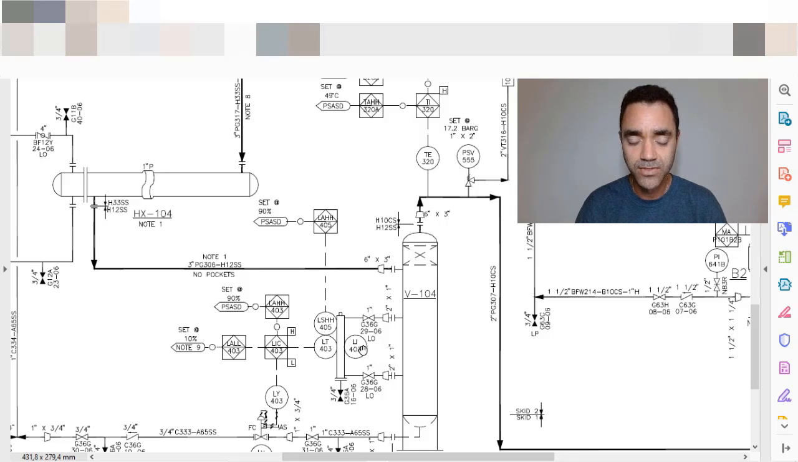And as you have seen in the previous control loop, we need to have a source of measurement. So in this case, we have the level transmitter that is measuring the level in the vessel separator. This signal must be sent to the PLC, where we have the controller. So we have the measurement, we have the controller, and we have the control valve.